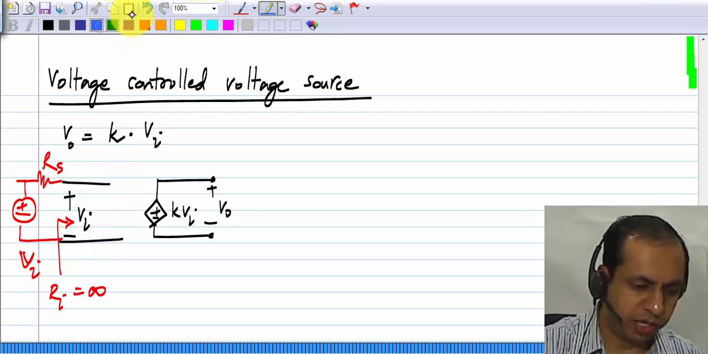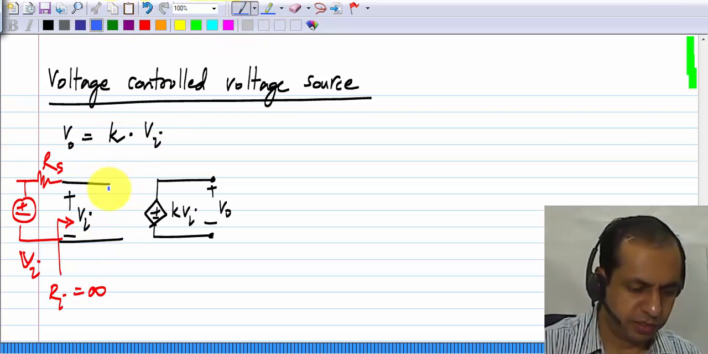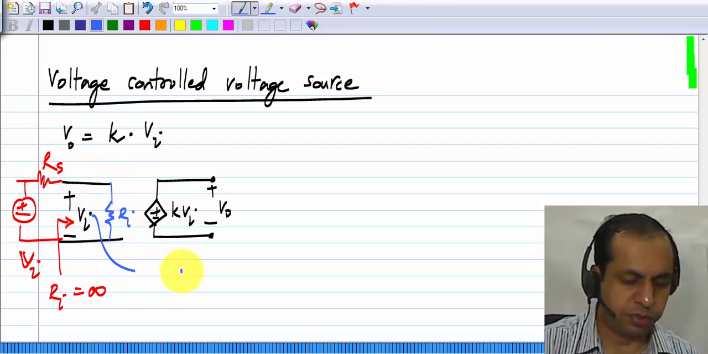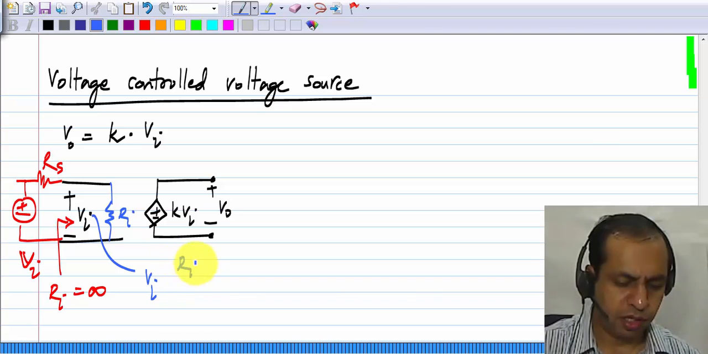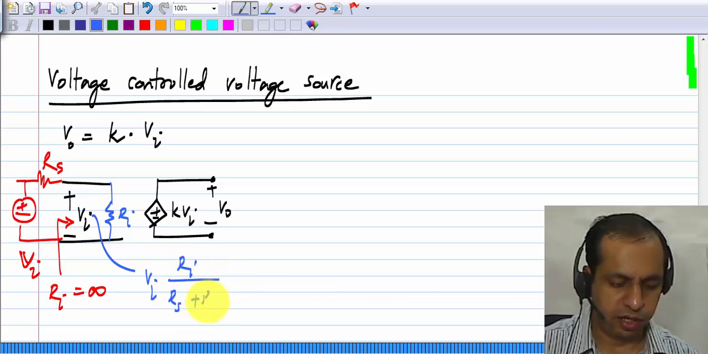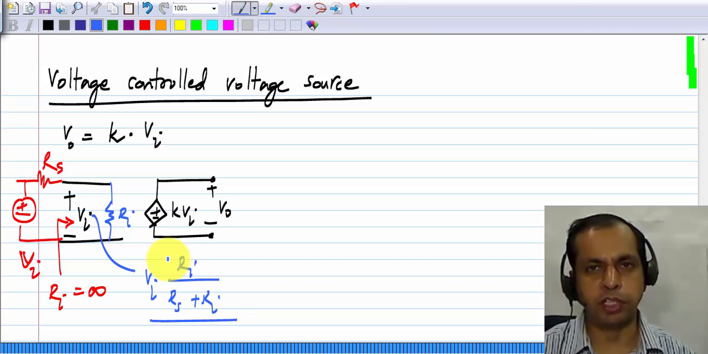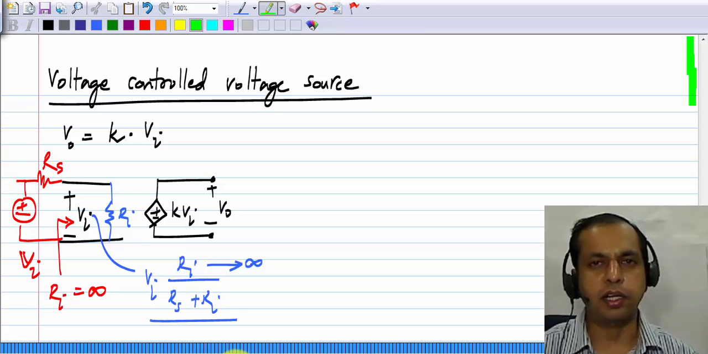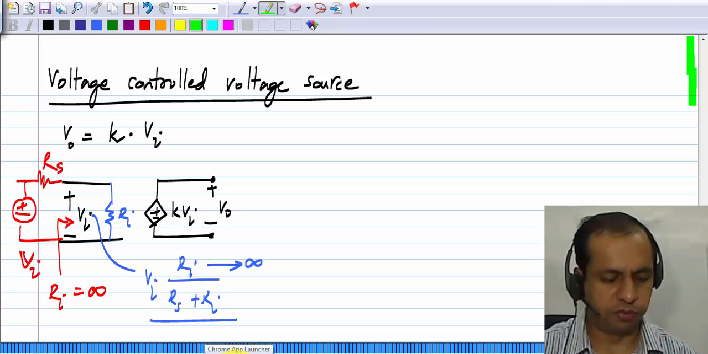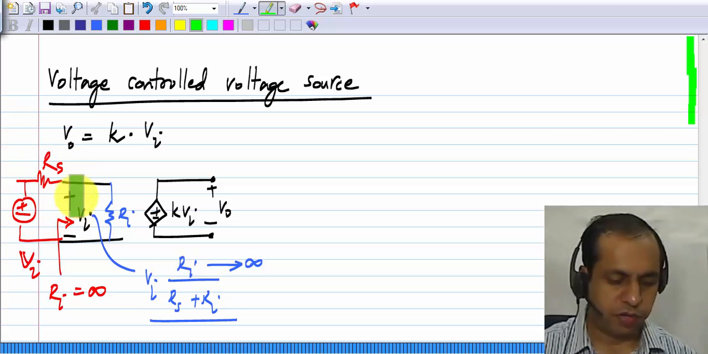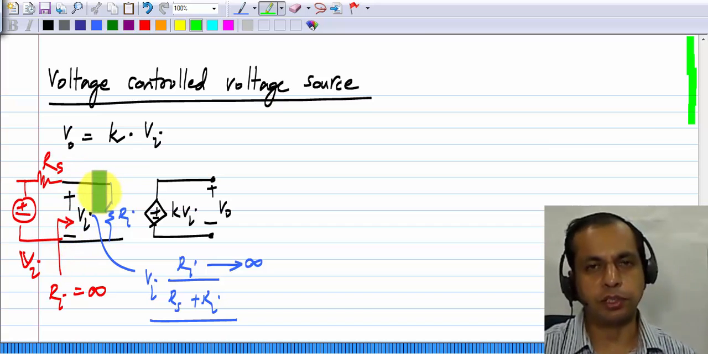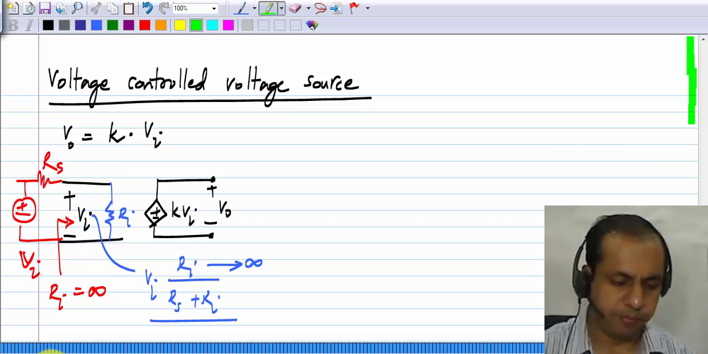For instance, if you had a resistance Ri here, then this voltage would not be Vi, but it would be Vi times Ri by Rs plus Ri. And if Ri is very small, the fraction of Vi that appears there could be very small also. Ri should ideally be infinity. In reality, it should be very, very large, so that for a range of values of Rs, the fraction of the input voltage that appears here is very close to 1.